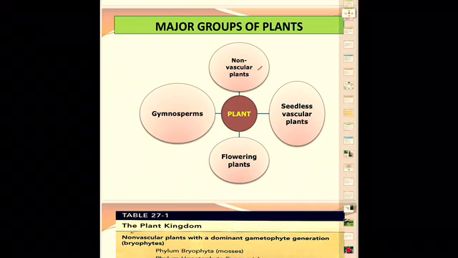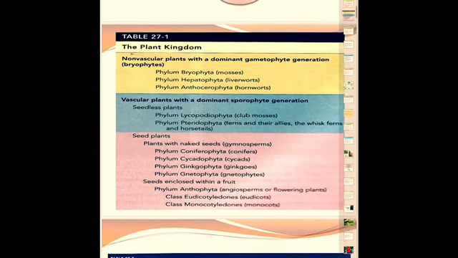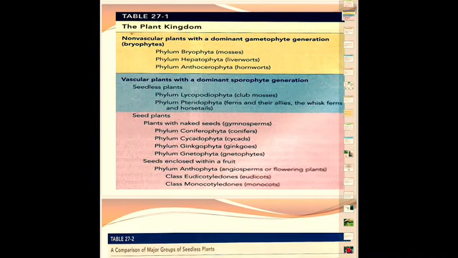The second group is seedless vascular plants. These plants have xylem and phloem, but they are seedless, with no seed. The third group is gymnosperms, and the last is flowering plants. Flowering plants are also known as angiosperms. So this is the plant kingdom.